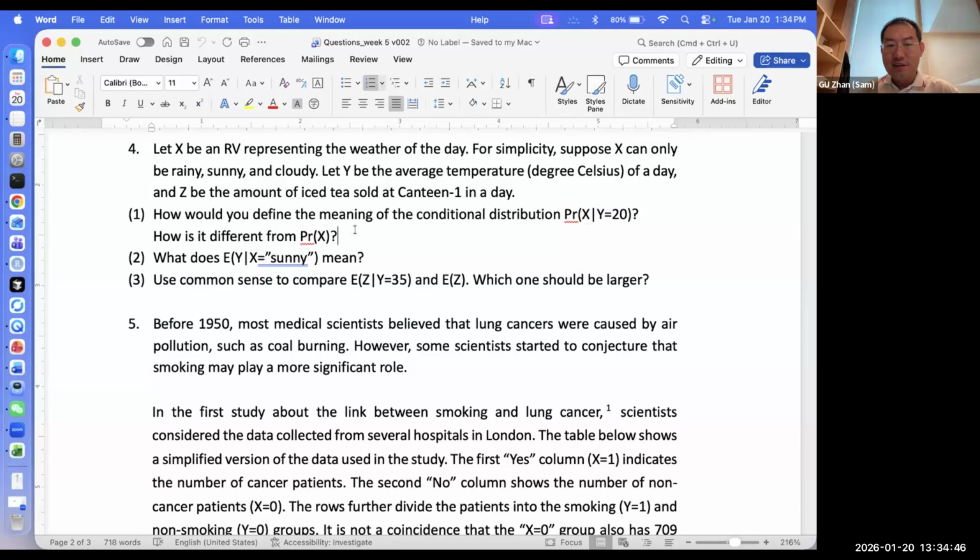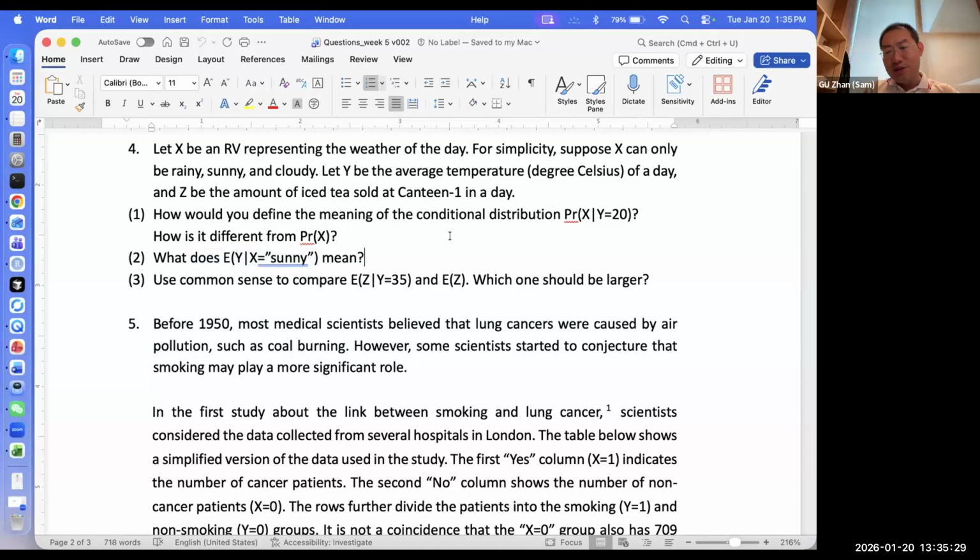P of x considers all the temperatures in the past, instead of only picking up those days when the temperature Y is equal to 20. So we consider more days in the past, and this gives the marginal probability of raining, sunny, and cloudy. But I think in Singapore, raining may be higher, then sunny and cloudy will slightly drop. So what does E of Y given X equal to sunny mean? Given that it is a sunny day, what is the temperature?